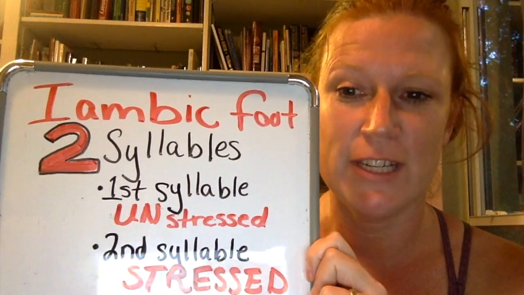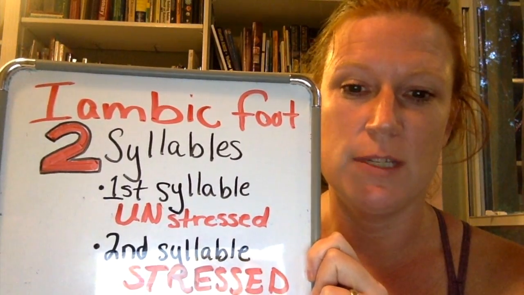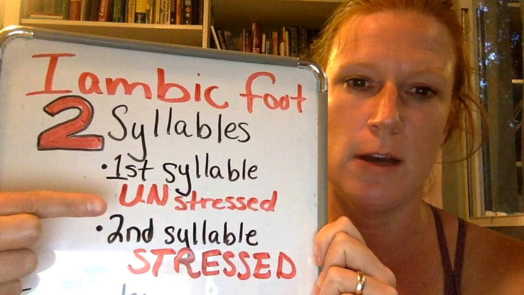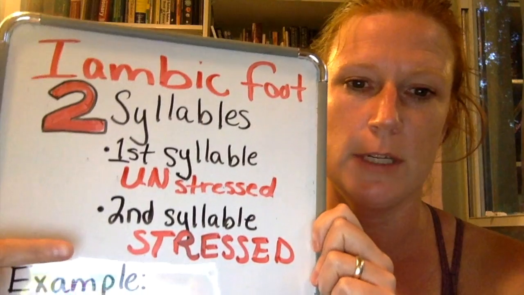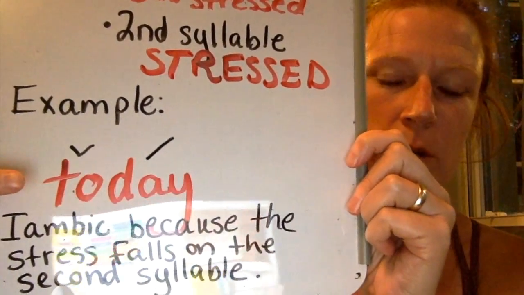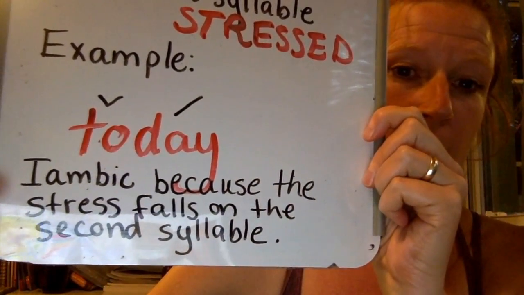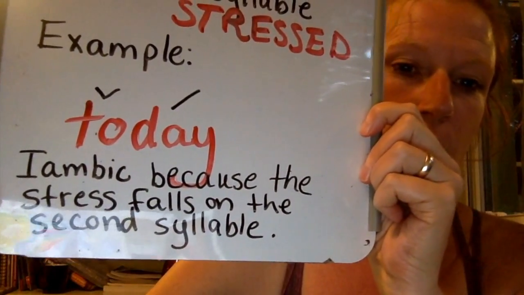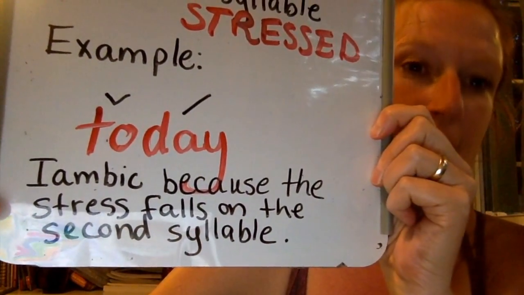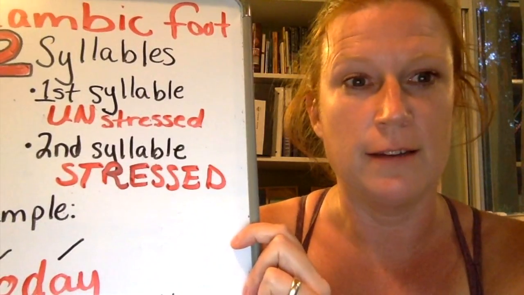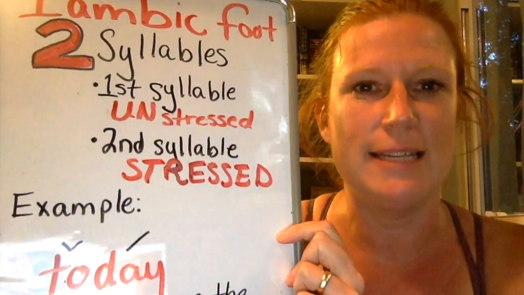An iambic foot has 2 syllables, where the first syllable is unstressed and the second syllable is stressed. For example, today. When you say that word, today, you hear that it's iambic because the stress falls on the second syllable, day. You don't say today, you say today. That is iambic.